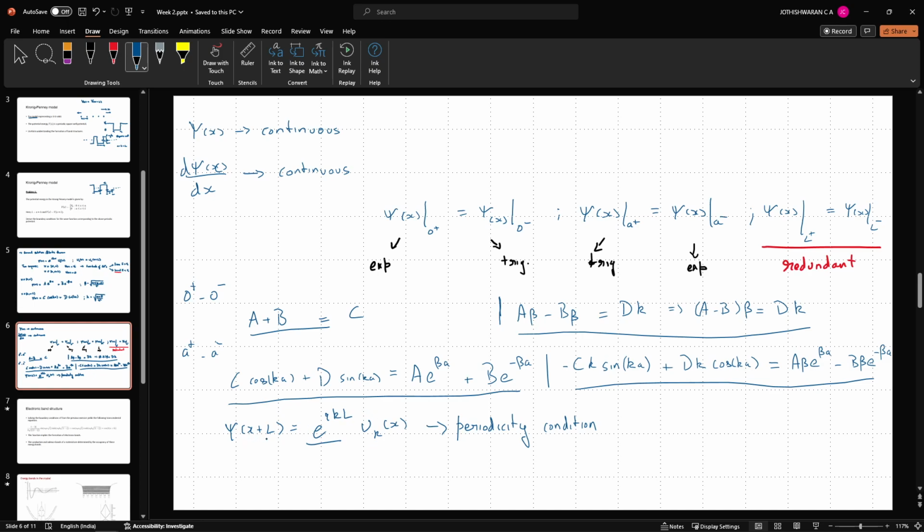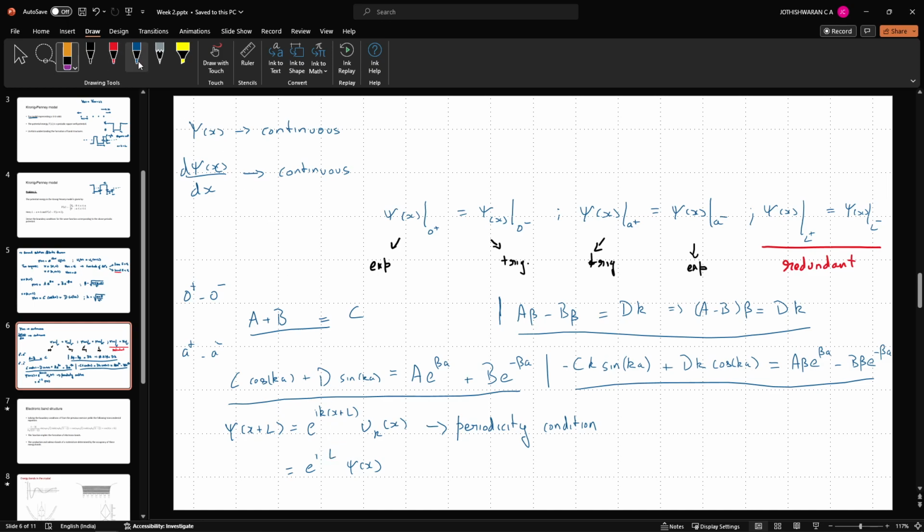Only those functions where psi of x plus L is equal to e to the power ik times x plus L, oh sorry, I should have written it as ik(x plus L), it's not ikL. Yeah, I knew I was making a small mistake here. So yes, it is e to the power ik(x plus L). So this can be further simplified as e to the power ikL times psi of x. Yes. So moving from x to x plus L will only introduce a phase factor of e to the power ikL.